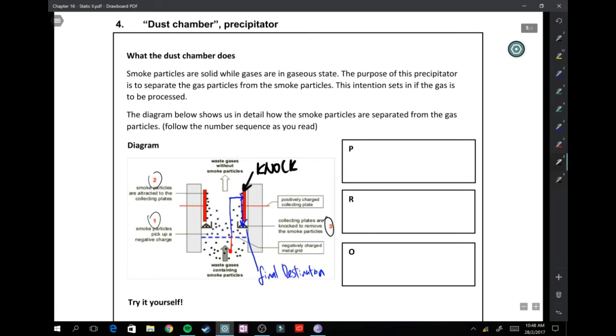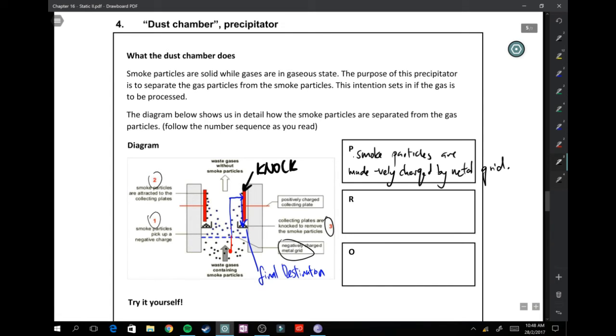Okay, now for the P, now the smoke particles, when they come to the negatively charged metal grid, are they in contact? Not really. Okay, there's no permanent rubbing also. Okay, so you may want to call it induction. Okay, or you can just say that the smoke particles in this case are made negatively charged by the metal grid.